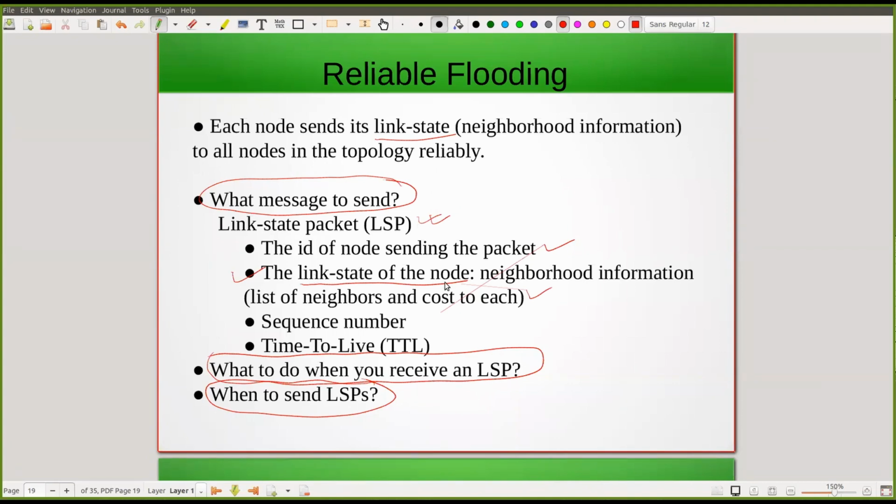Then, most importantly, another piece of information we are going to pass is the sequence number. In the next slide, we are going to talk about the use of this sequence number. Along with that, we send another piece of information called time to live. Everybody knows the purpose of time to live. It is basically used to make sure there is no looping.